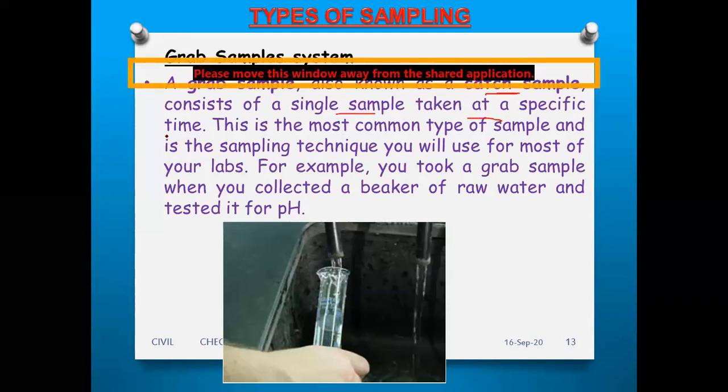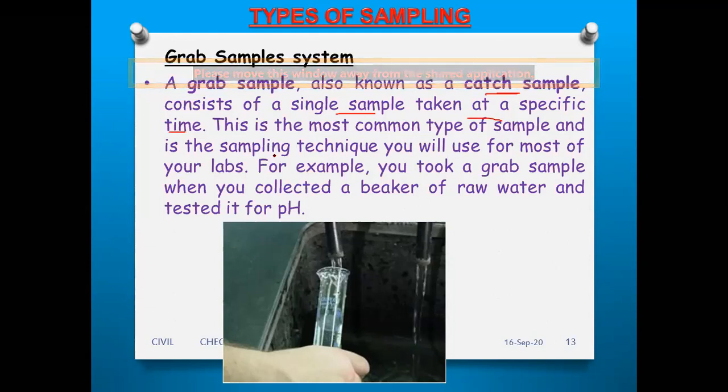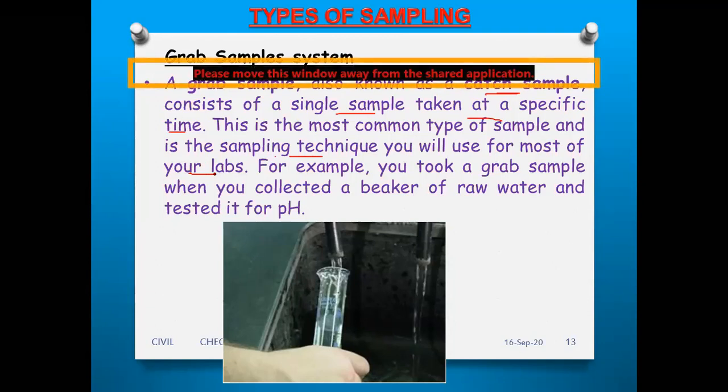So at a specific time, catch it immediately, instantaneously, if you are taking a sample of water in any mug or any tube or any cover or whatever. So this is the most common type of sample and sampling technique. It's the oldest method, a very simple method and the fastest method. You will use it for most of your labs. So generally, if we want to test water, we use the grab sampling method or catch sampling method.